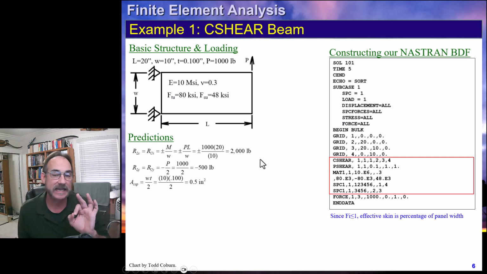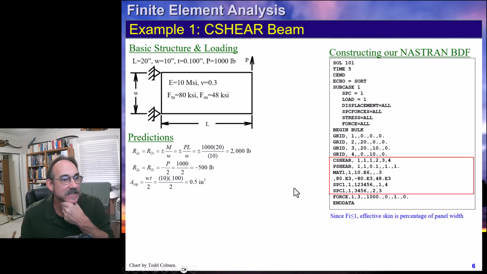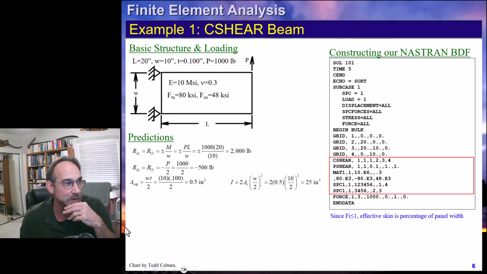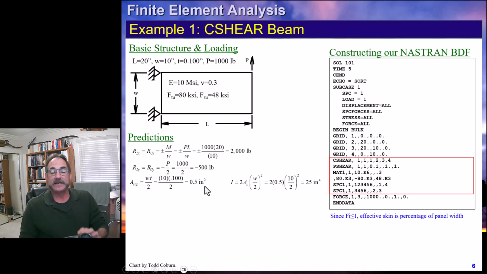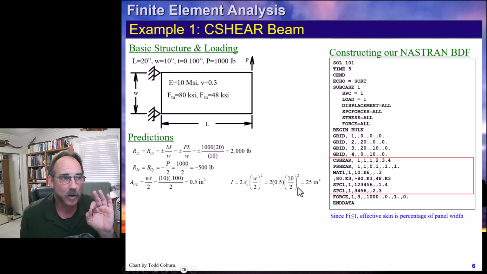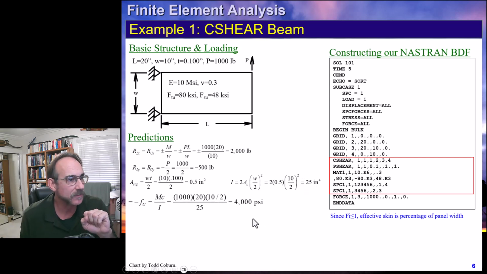Our caps, we're going to need the cap area to get our properties. And since we're using full effective width and there are no surrounding rod elements, it's just that 10 inches times 0.1, which is the total area of the panel, and half on the top and half on the bottom. So that would be a ½ inch. From that cap area, you can now calculate what the effective moment of inertia is, and that is going to be about 25 inches to the 4th. The lower cap is equal to negative the upper cap stress, which is MC over I, 4,000 psi.